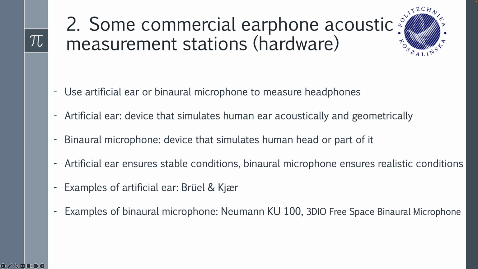Later on, cheaper equivalents that only represent a section of the head with the auricle and ear canal, such as the 3DO free space binaural microphone, became popular. Because of their relatively low prices and compliance, such microphones began to be used to test the properties of headphones.